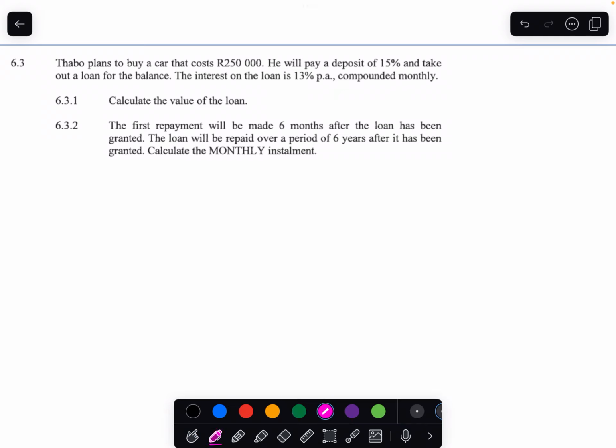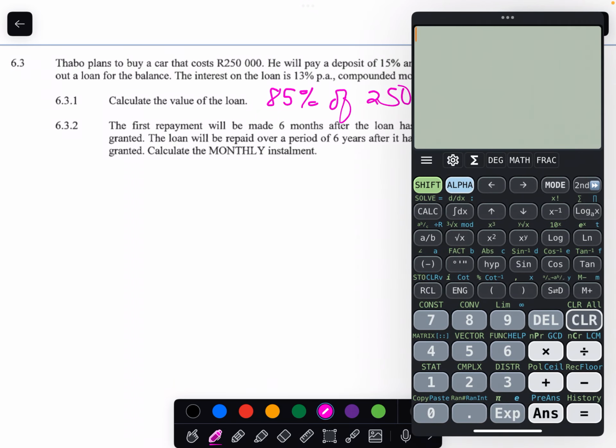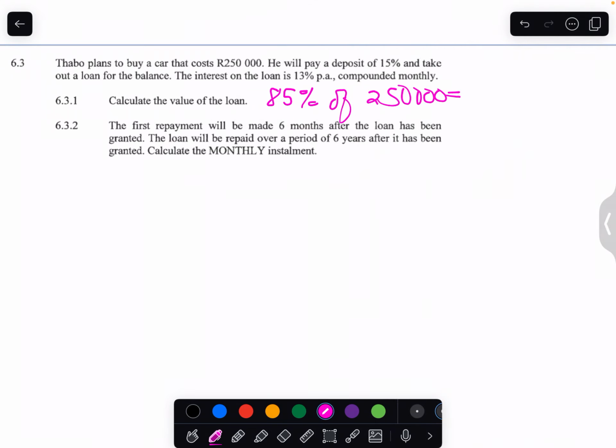So, like I said, because he's going to pay the 15% of the cost of the car up front, that means he only needs 85% of 250k to be loaned to him. And that we can get from our calculator. So that is 0.85 times 250,000. So that is 212.5 thousand. Right? So that's the value of the loan he is going to get.